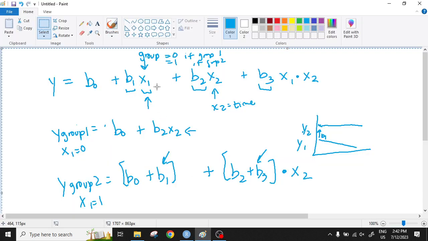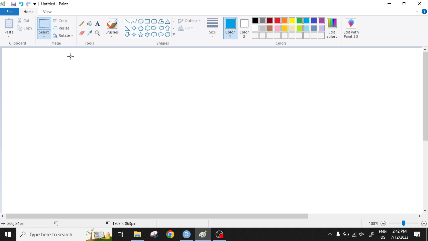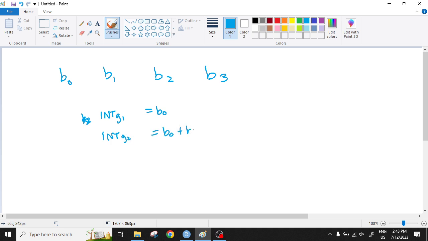I have 4 coefficients, B0, B1, B2, and B3. And what do I know? I know that the intercept for group 1 is equal to B0. And the intercept for group 2 is equal to B0 plus B1. And the slope for group 1 is equal to B2. And the slope for group 2 is equal to B2 plus B3. Those are things that I know, just from my own interpretation of the model, how we fitted it and all that stuff.